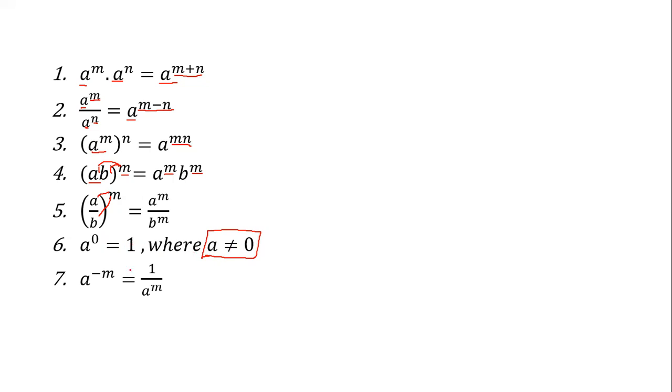And of course, for number 7, we have a negative exponent wherein, in order to simplify, we have to take the reciprocal so that our numerator or the exponent of our base will become positive. So ayun po.